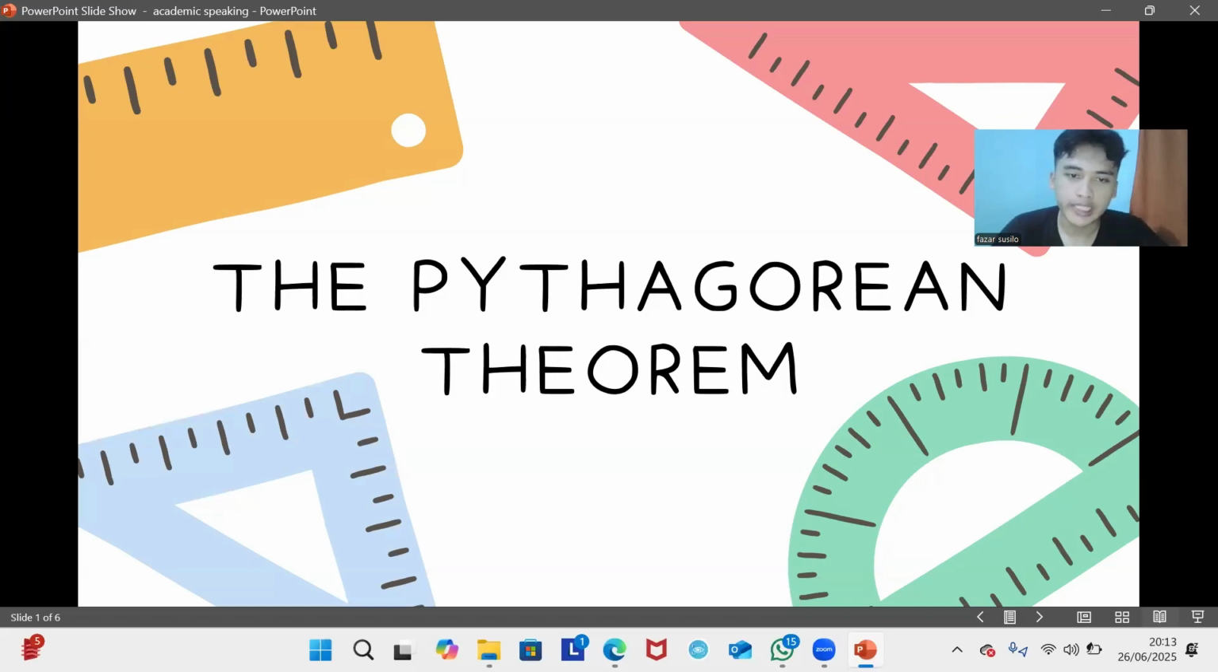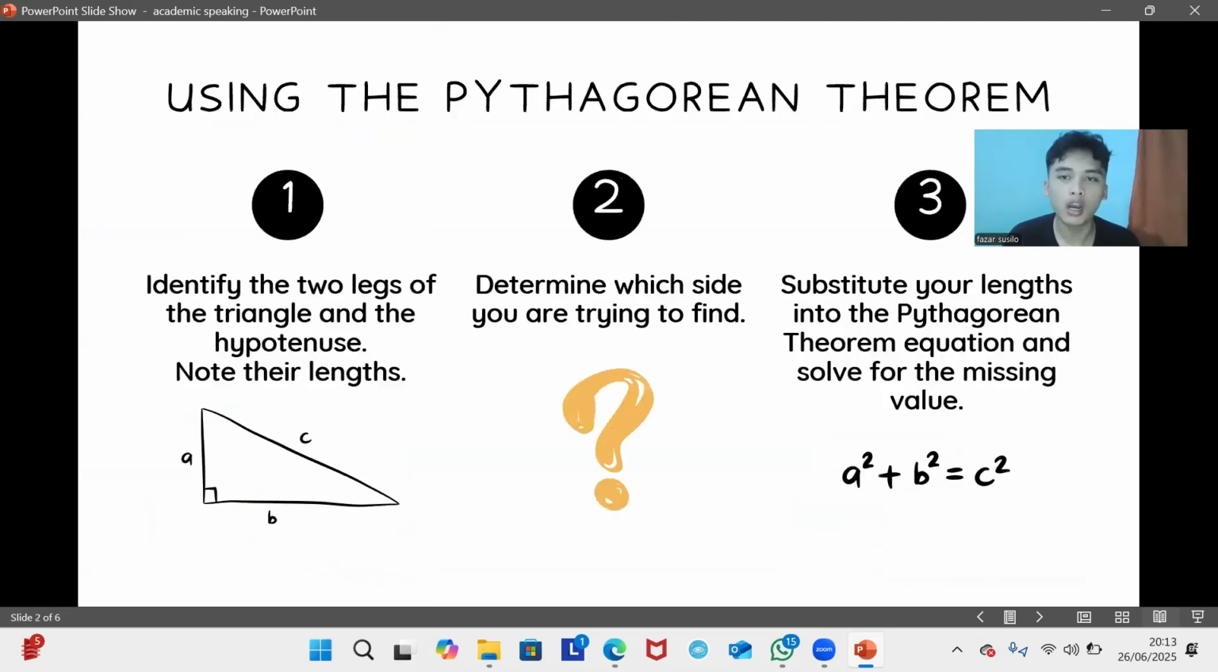The Pythagorean theorem describes the relationship between the three sides of a right angle triangle. It helps you find the length of one side when the other two are known. And now I will teach you how to use the Pythagorean theorem. The first step is very easy. You just identify the two legs of the triangle and the hypotenuse, not their lengths.